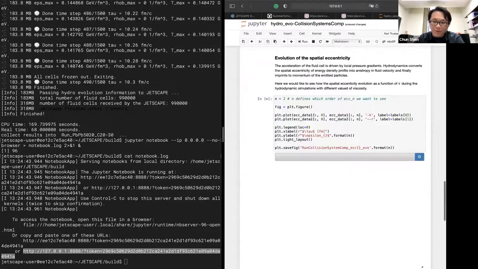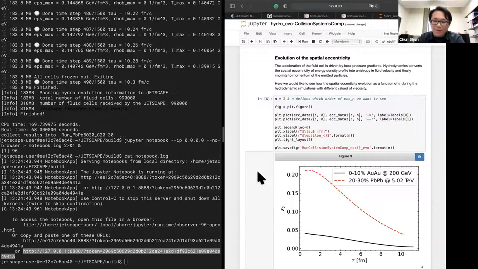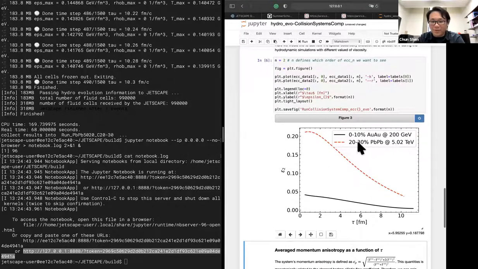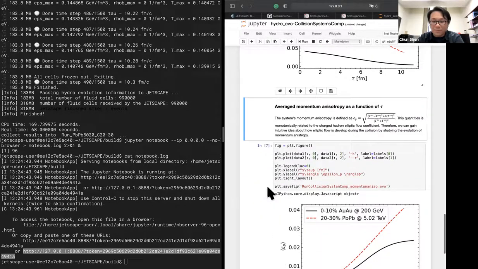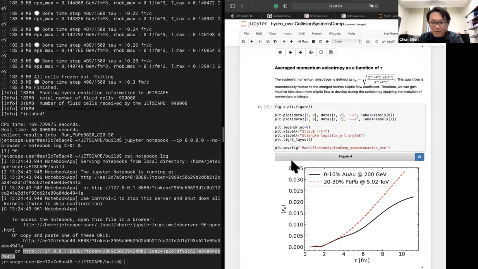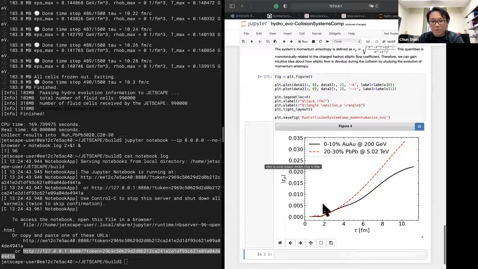Further on, we can look at the evolution of eccentricity. The plot is a little bit trivial, because in the semi-peripheral case we have a bigger elliptic shape of the fireball. So it starts with a bigger eccentricity compared to the central gold collisions, which start with a lower eccentricity. Both of them reduce as a function of time. Last but not least, we can look at the development of momentum anisotropy, which is related to the elliptic flow. You can see that the anisotropy grows to a bigger value for the lead collisions, and this will result in a larger v2 for lead compared to gold.